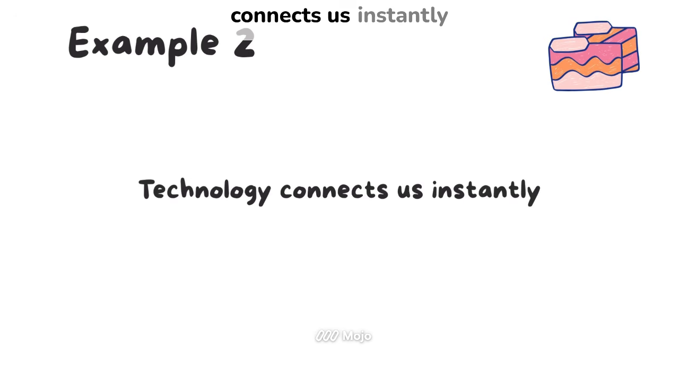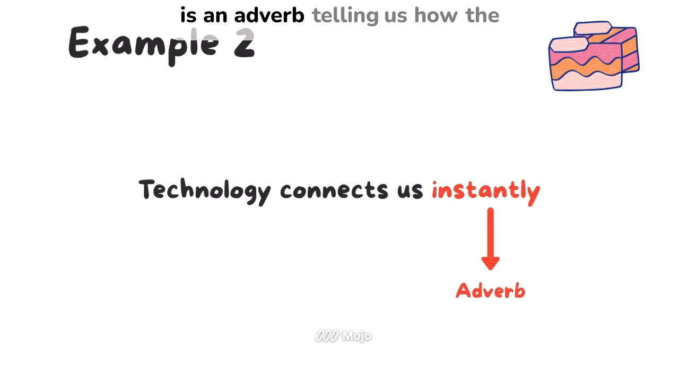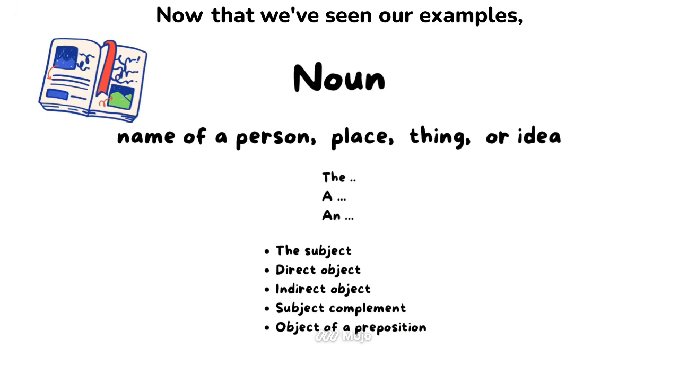Technology connects us instantly. Technology is a noun, the subject, and connects is a verb, the action. Us is a pronoun, the object, and instantly is an adverb telling us how the action happens. Now that we've seen our examples, let's go a bit deeper and explain each part of speech in a simple way. Let's start with a noun.